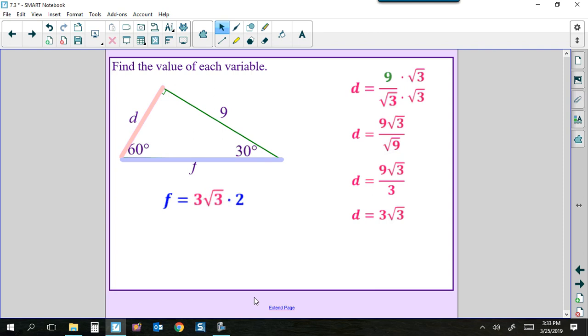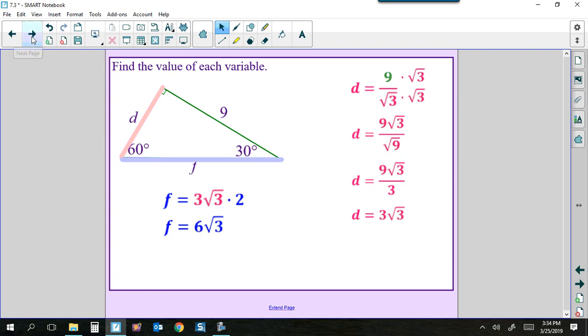Now be careful. You're multiplying 3 radical 3 times 2. Or, again, this would be 3 times radical 3 times 2. If you remember with multiplication, order doesn't matter. So let's go ahead and multiply 3 times 2. We're looking at just the outside numbers because this 3 here is the only one inside, so it's just going to be left alone. So 3 times 2 is 6. So our hypotenuse is 6 square root 3. Done.